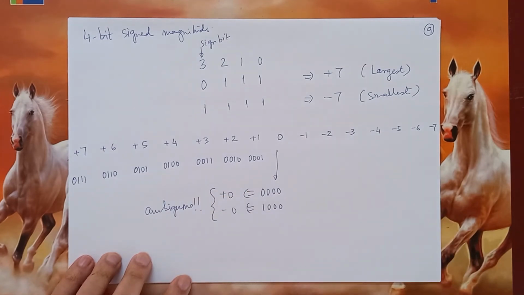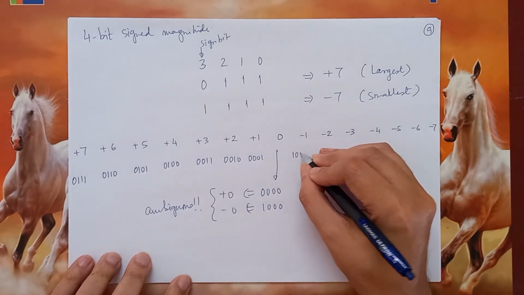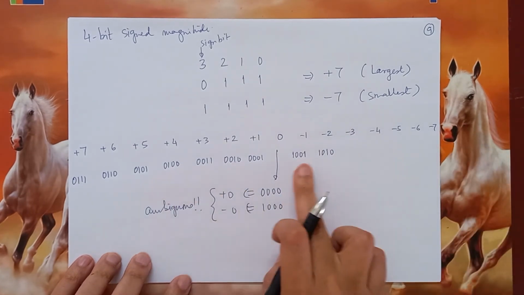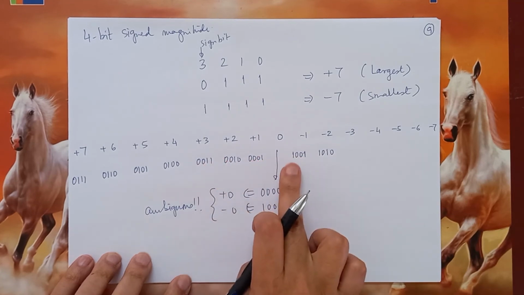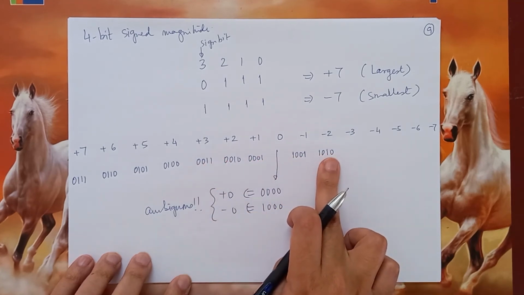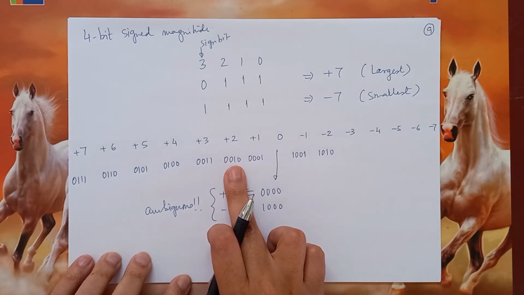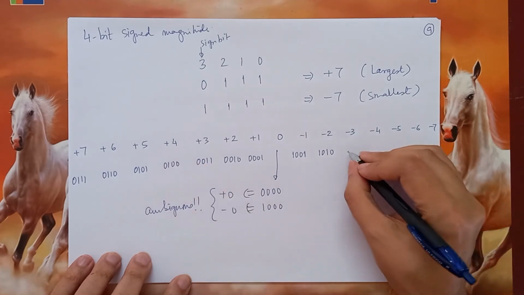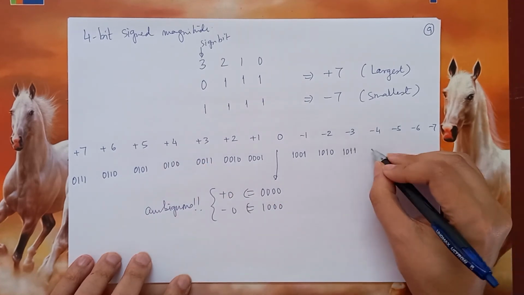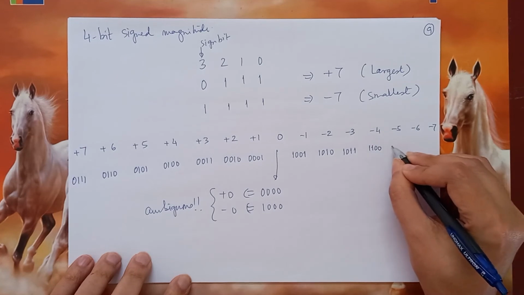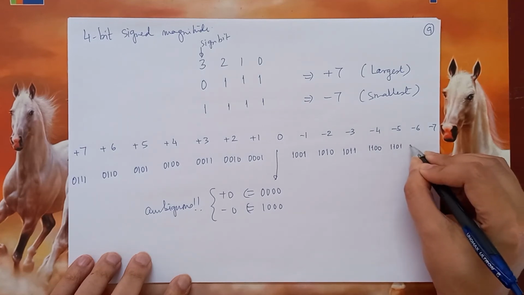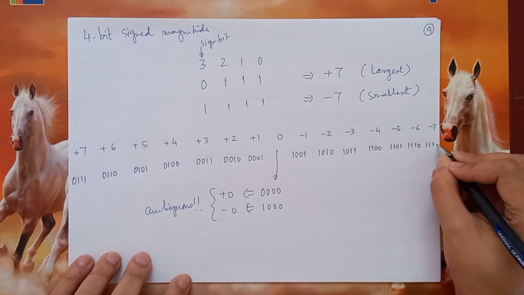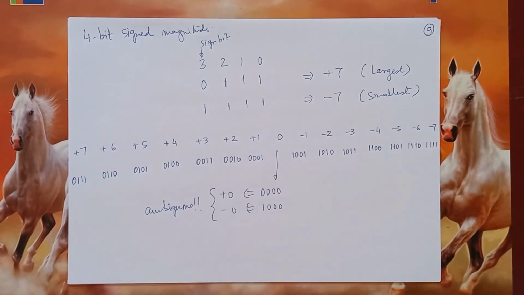Minus 1 is pretty straightforward. Minus 1 is 1001. Minus 2 is 1010, same as my plus 2, but the sign bit has changed. Similarly, minus 1 is the same as plus 1, but the sign bit has changed. So minus 3 will be the same as plus 3 with a 1 as the sign bit, so it's 1011. Minus 4 will be 1100. Minus 5 is 1101. Minus 6 is 1110. Minus 7 is 1111, which we had already established.